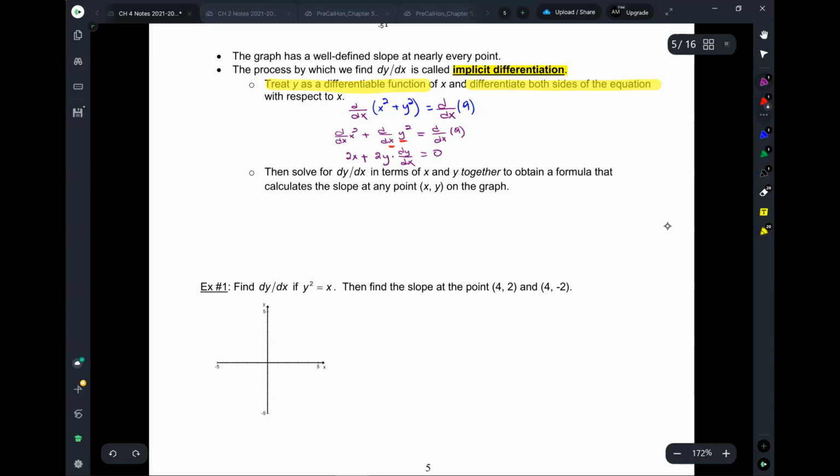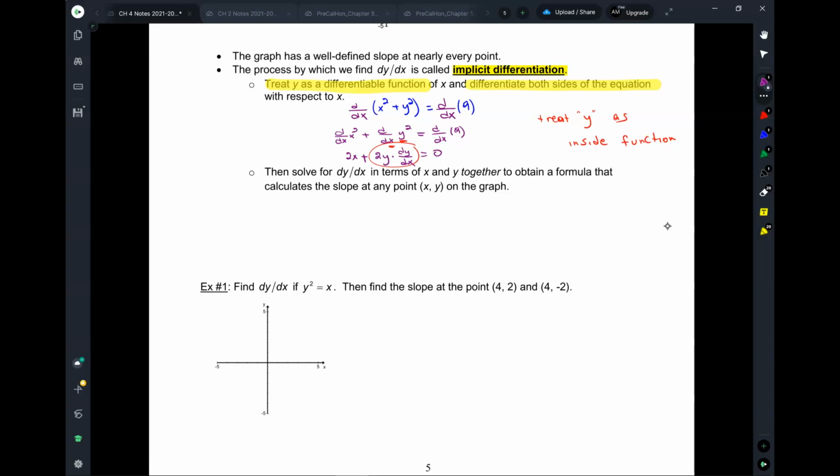Okay, so what we just did here is we treat y as the inside function. Once you do that, remember the whole point was to solve for dy dx, right? The whole point was to get a derivative. Now we're going to solve this for dy dx, and we're going to do that using algebra.